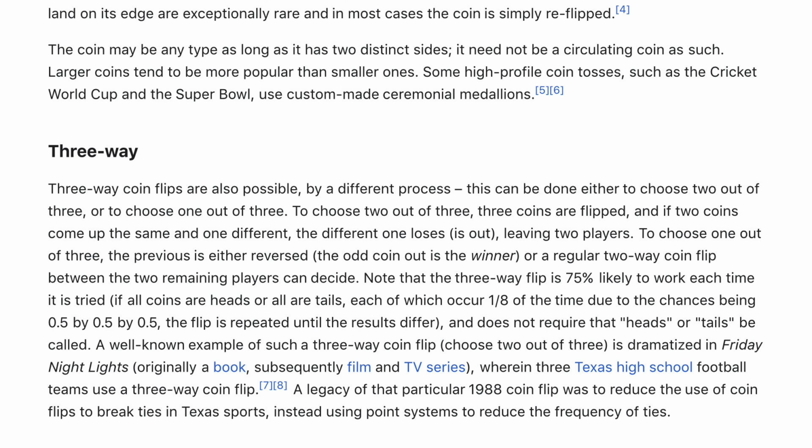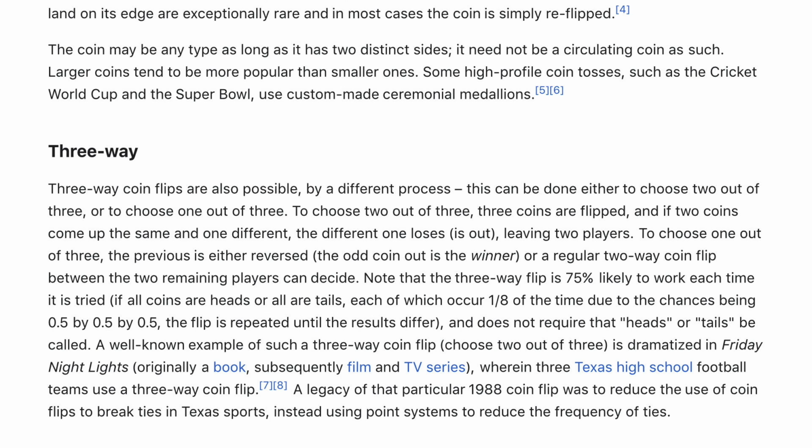Three-way coin flips are also possible, by a different process. This can be done either to choose 2 out of 3, or to choose 1 out of 3. To choose 2 out of 3, 3 coins are flipped, and if 2 coins come up the same and one different, the different one loses, is out, leaving 2 players. To choose 1 out of 3, the previous is either reversed, the odd coin out is the winner, or a regular 2-way coin flip between the 2 remaining players can decide.